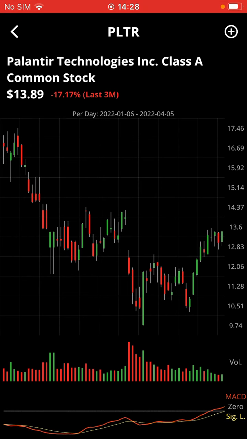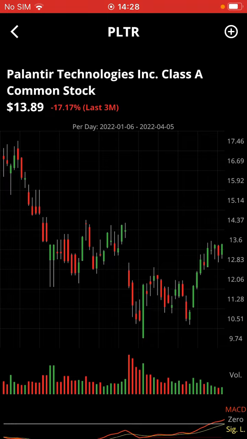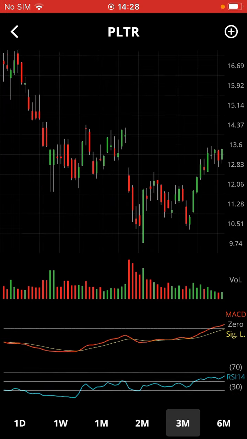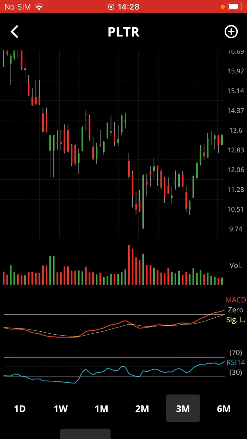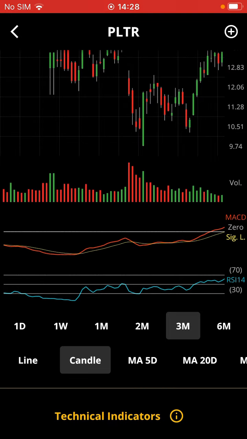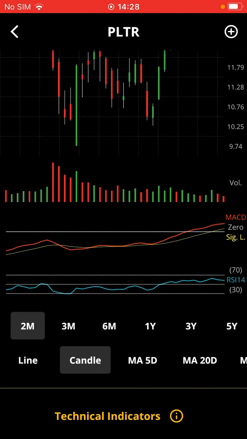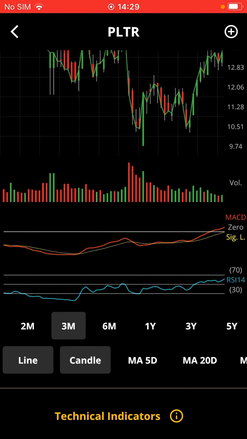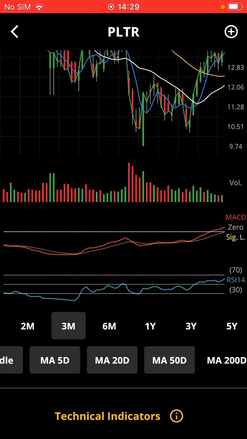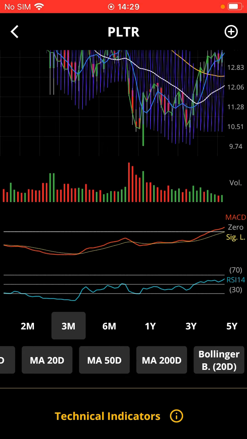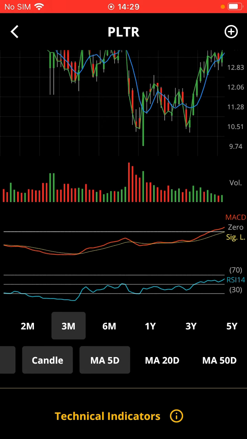At the top of the screen here, we see the candlestick chart for the last 3 months. Just under that, we have the MACD and signal line graphs, and just under that, we have the RSI 14 graph. At the bottom of these graphs, you can see different time intervals, and you can also select different types of graphs and technical indicators that you potentially want to observe.